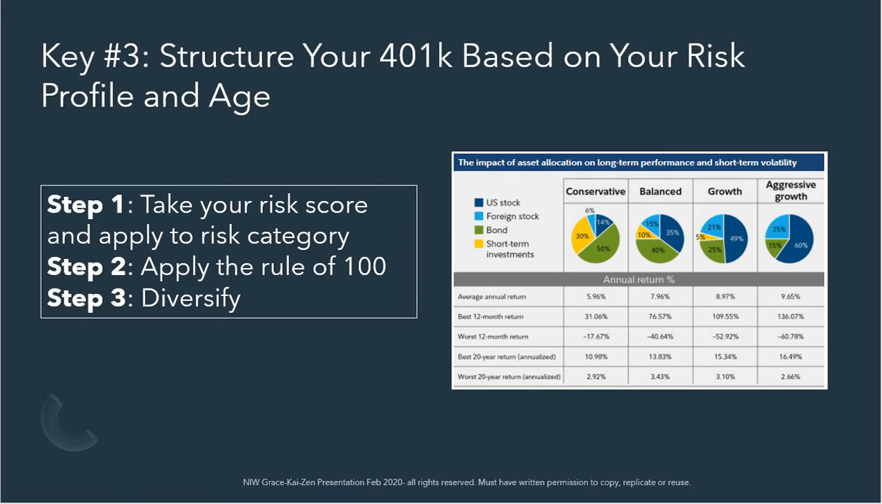So when you look at your Verizon 401k, step one is, take your risk score and apply it to a risk category. So you're either conservative, balanced, growth, aggressive, whatever category you're in. So exactly what type of risk you want to take. And then number two, you take the rule of 100, and this is very simple. There are a lot more sophisticated ways to do this, but if you're just looking at your 401k and you want a ground foundation, this is a way to do it. Take your risk score, apply it to a risk category, take the rule of 100, subtract your age, put that amount in equities, the rest in more conservative assets.